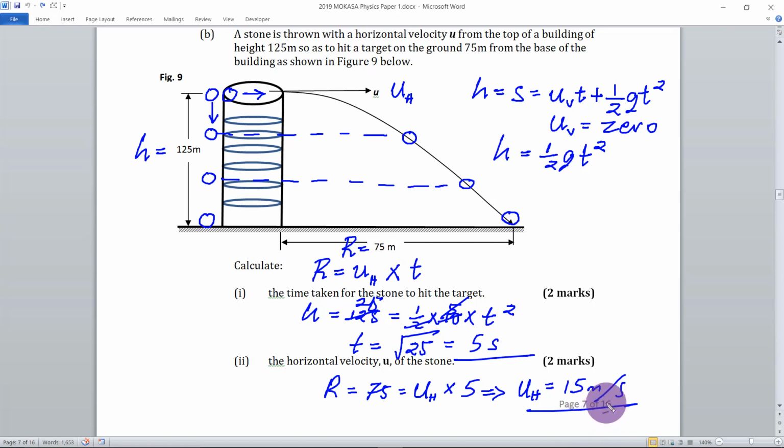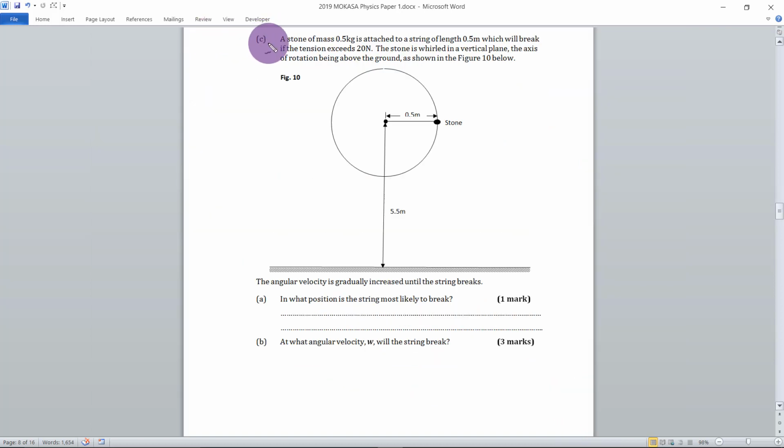And that is how you would solve this type of question. Part C of the same question, we are given that a stone of mass 0.5 kilograms is attached to a string of length 0.5 meters, which will break if the tension exceeds 20 newtons. The stone is whirled in a vertical plane, the axis of rotation being above the ground, as shown.